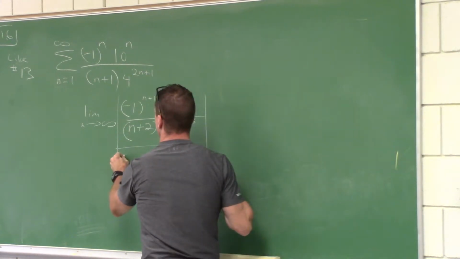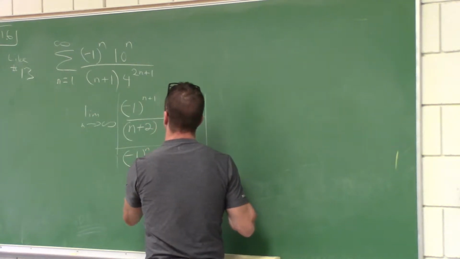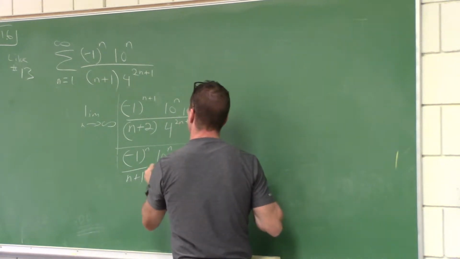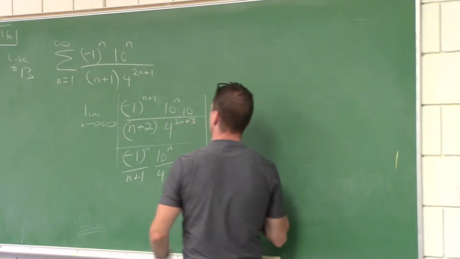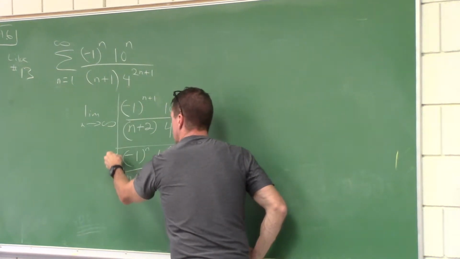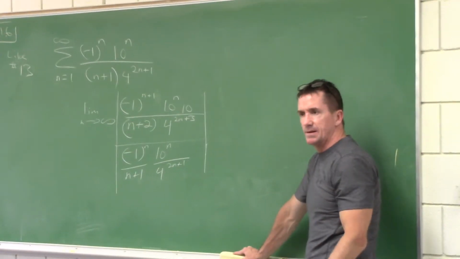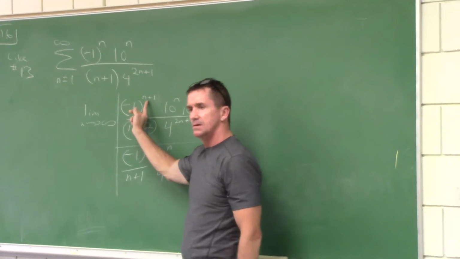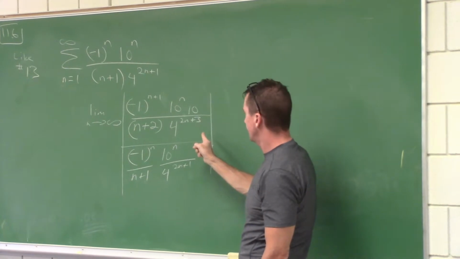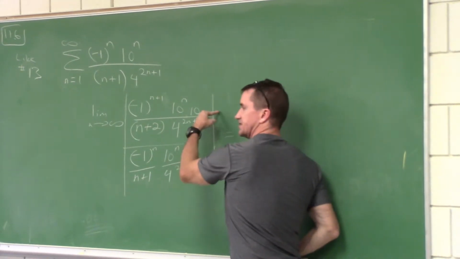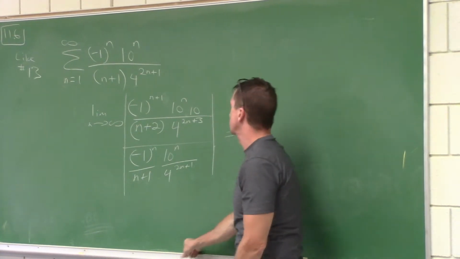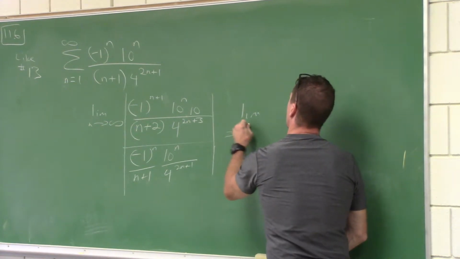Now right here, I'm going to write down the original expression. You got 10 to the n, n plus 1, and 4 to the 2n plus 1. Now, what are these absolute value bars going to do to that negative 1 to the n plus 1? It's going to make those negatives go away. Negative 1 to any power is either negative or positive, but the absolute value bar is just going to make that positive. And we're going to flip this upside down and cancel stuff out. True? All right. And we'll see what we get.